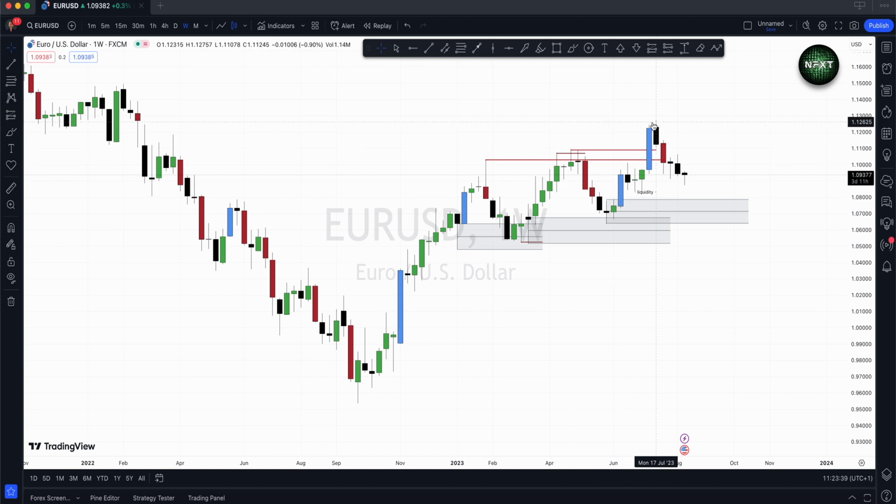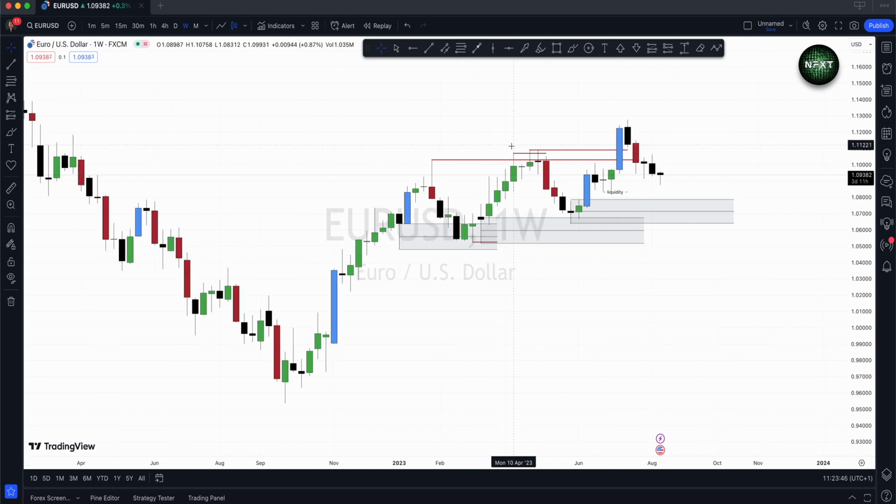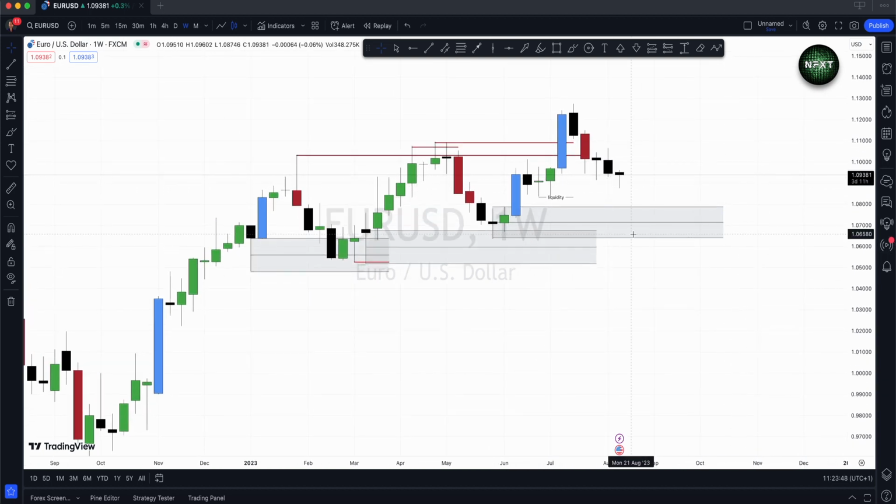So why did the market pull back here? Well, we came back into this high. See this swing high, pushed above it and closed back down. So the weekly trend is currently bullish.